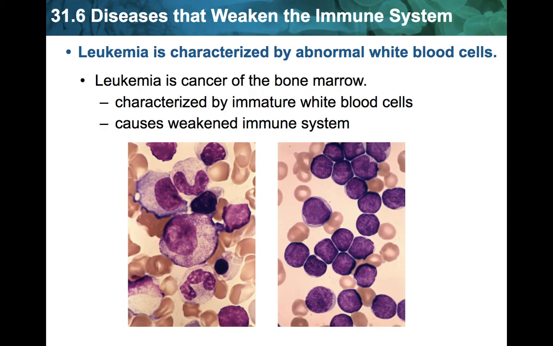But leukemia is cancer of the bone marrow, and it's characterized by immature white blood cells. And it causes a weakened immune system. It can also cause you to bruise really easily.